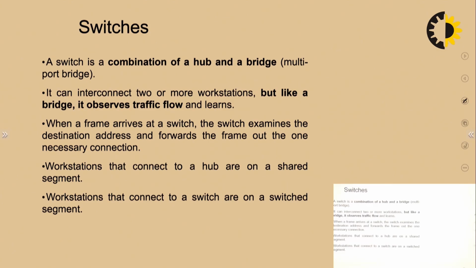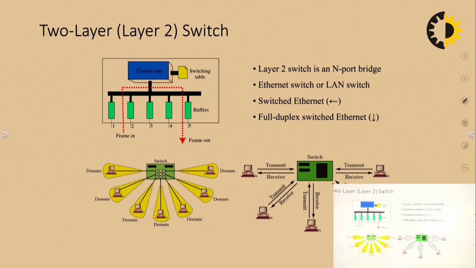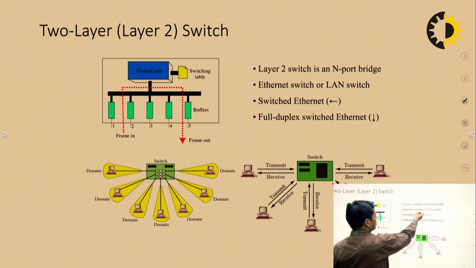Now switches. A switch is simply a combination of hub and bridge, both used simultaneously. It can connect two or more workstations, but like a bridge, it observes the traffic flow and learns. When a frame arrives at a switch, the switch examines the destination and forwards the frame out the one necessary connection. The workstations connected to a switch are on a switch segment. So a two-layer switch system can be used here. A layer 2 switch is an N port.